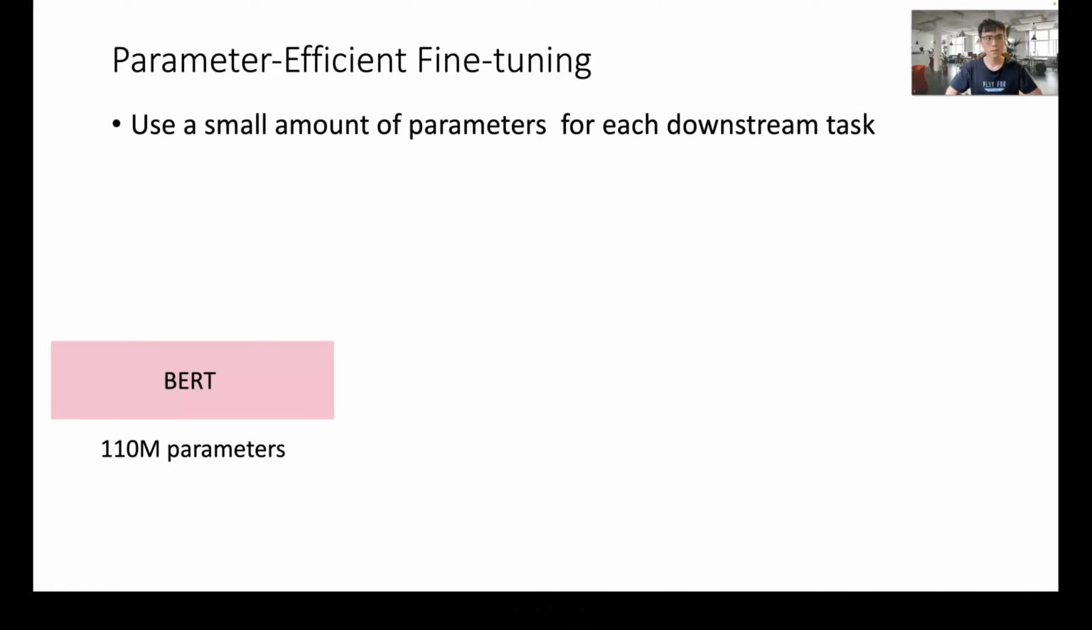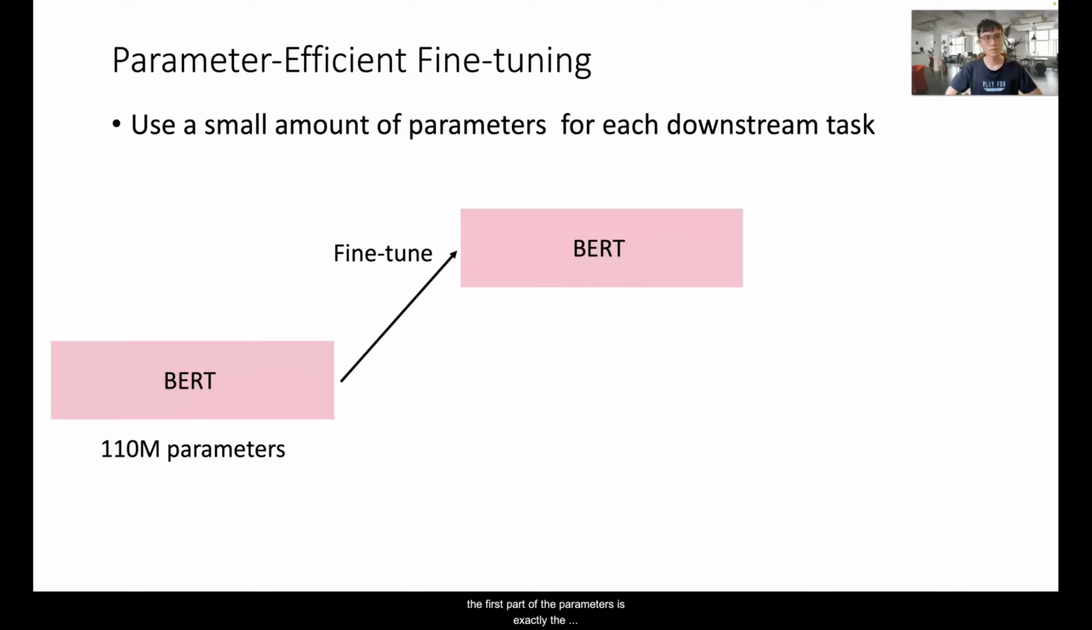parameters. So, given a pre-trained language model and task 1, the downstream model's parameter for task 1 consists of 2 parts. The first part of the parameters is exactly the same parameter of the pre-trained model, and the other part is the task-specific parameters for task 1. The task-specific parameters are far less than the parameter size of the whole pre-trained language model.